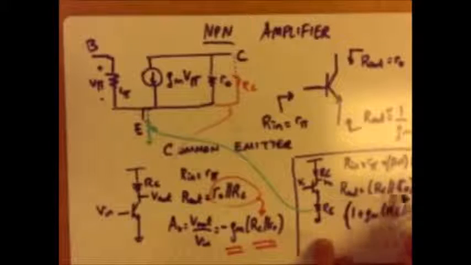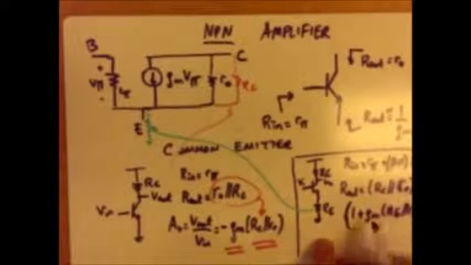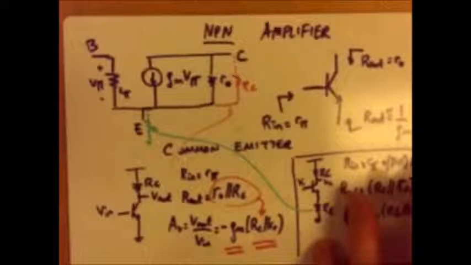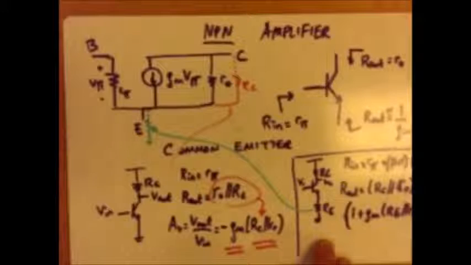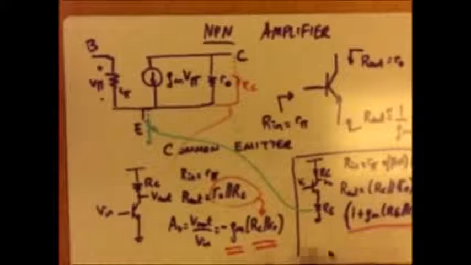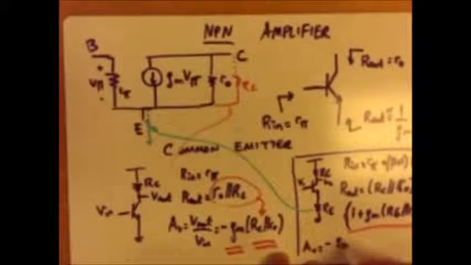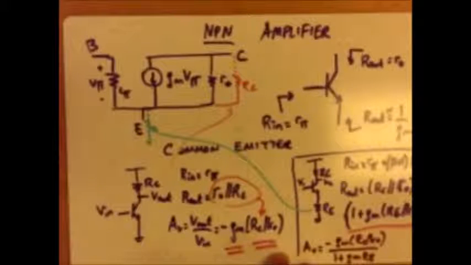So you have the ro in parallel with RC times, if it was only this one for the simple common emitter, now you are adding this term. So you're basically multiplying it with 1 plus gm RE in parallel with r pi. And your gain for the circuit would be given as negative gm (RC in parallel with ro) divided by 1 plus gm RE.